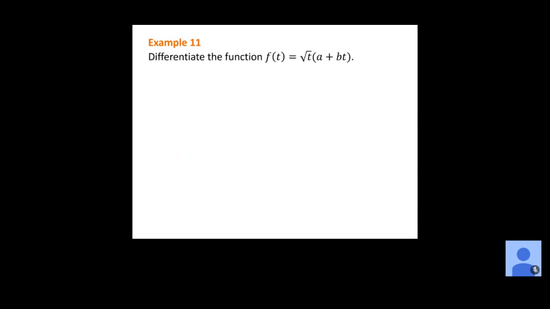All right. Now we want to find the derivative of this function, f of t equals square root of t times a plus bt. In this case, t is the variable. A and b represent real numbers. So just keep that in mind as we're going through to find the derivative. T is the only thing that's a variable. A and b are real numbers. What do you want to do first here?